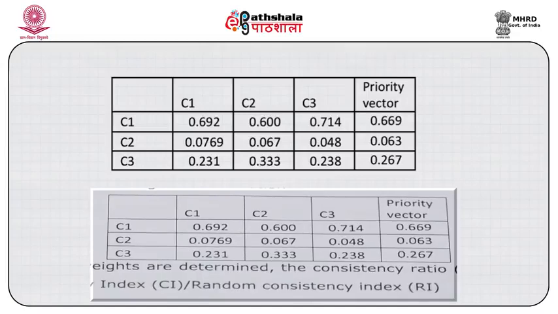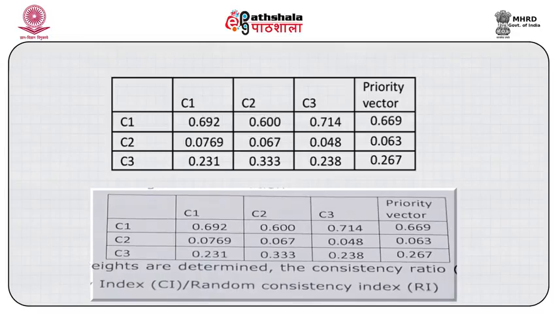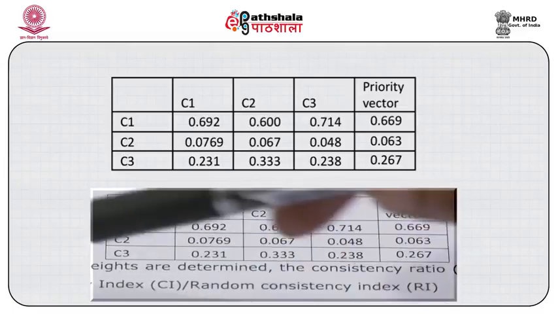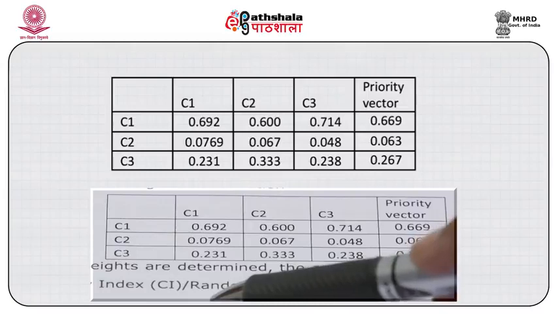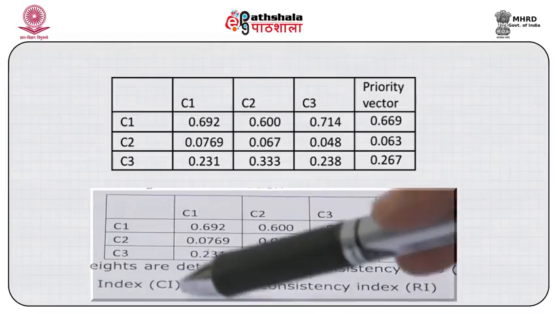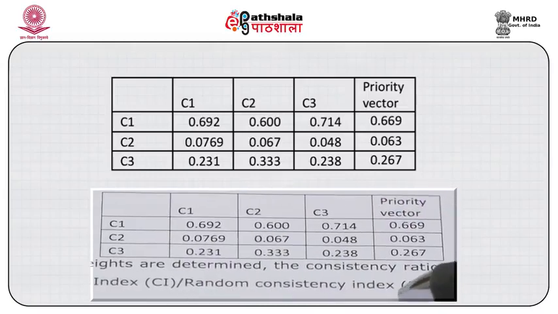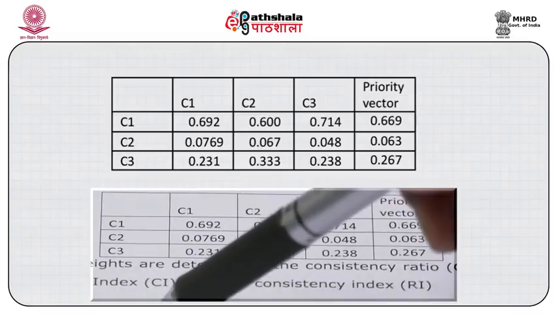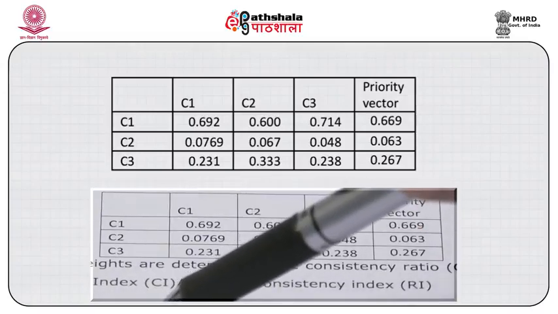To check what is consistent, we determine a consistency ratio which is calculated as given in this equation here. It is the ratio of the consistency index and the random index. These random index values have already been given by Saaty in the 1980 paper and you can refer to that. But the consistency index is given based on this equation.